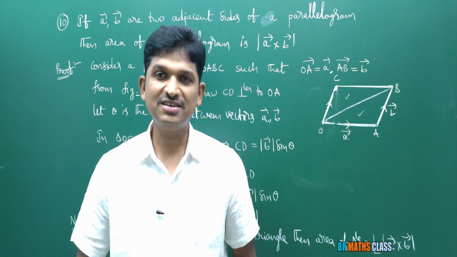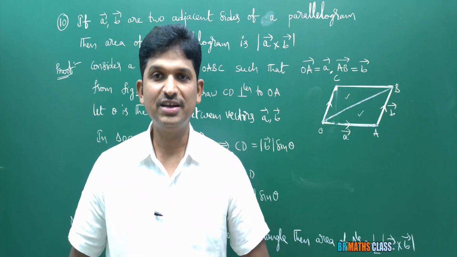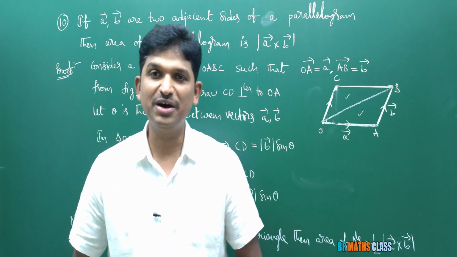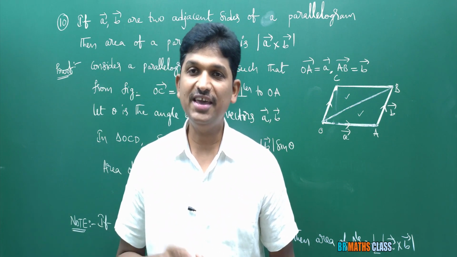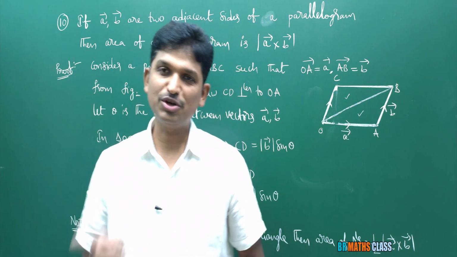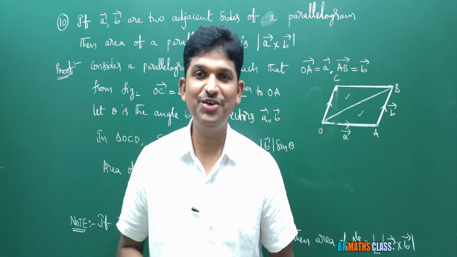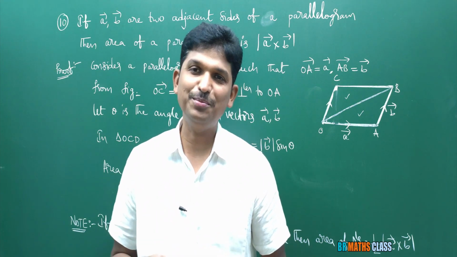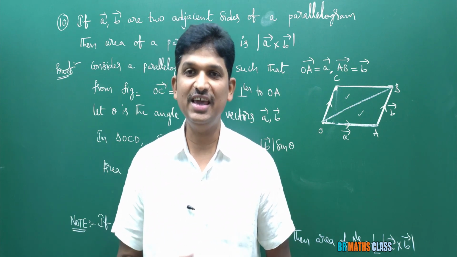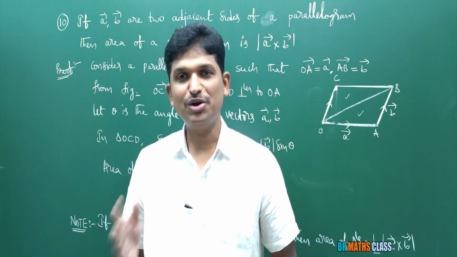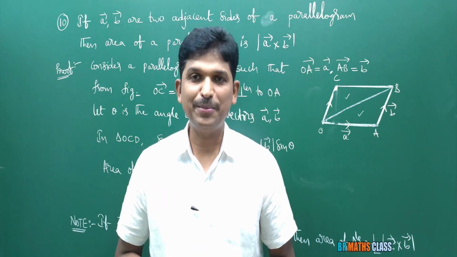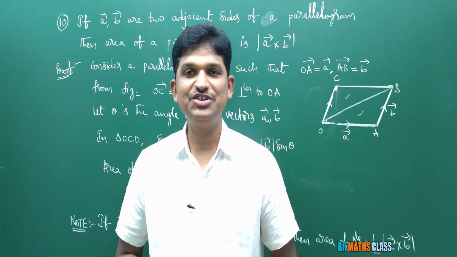In this class, we discussed a total of 4 points. First point: A bar cross A bar is 0 bar, B bar cross B bar is 0 bar, C bar cross C bar is 0 bar. Second point: I cap cross I cap is 0 bar, J cap cross J cap is 0 bar, K cap cross K cap is 0 bar. We also learned I cap cross J cap equals K cap, J cap cross K cap equals I cap, K cap cross I cap equals J cap. And next we learned that if two vectors are parallel, then their cross product is 0 bar.